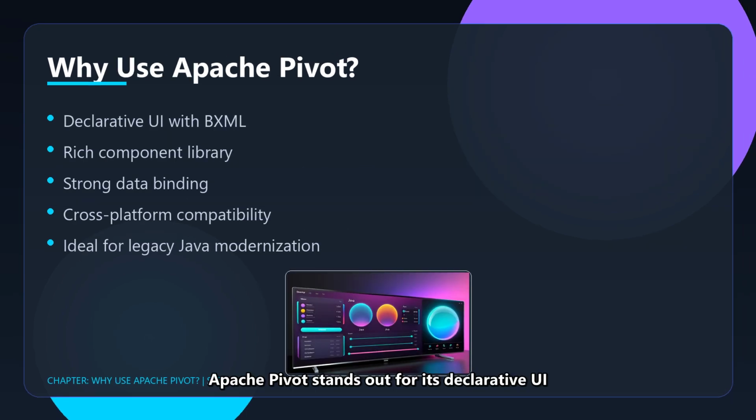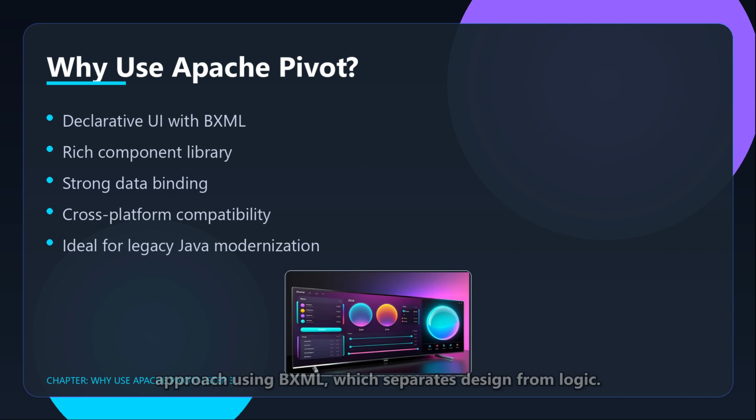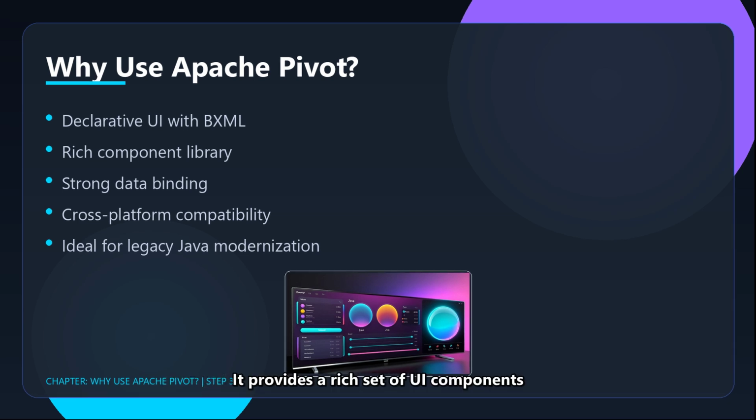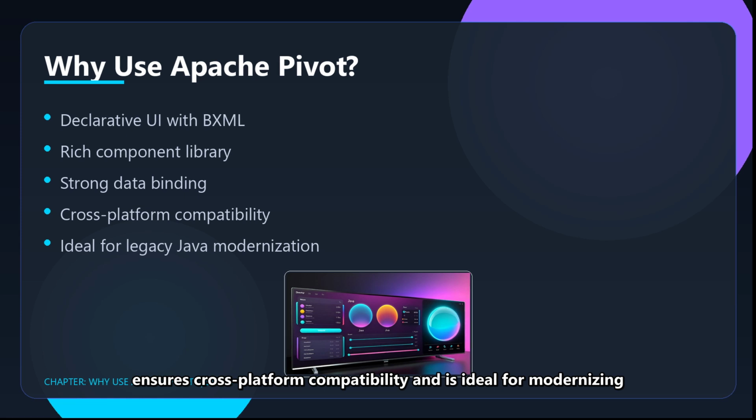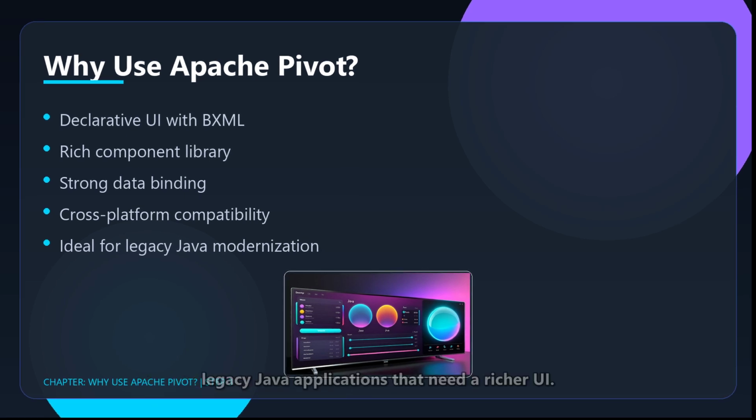Apache Pivot stands out for its declarative UI approach using BXML, which separates design from logic. It provides a rich set of UI components and strong data binding capabilities. Being Java-based, it ensures cross-platform compatibility and is ideal for modernizing legacy Java applications that need a richer UI.